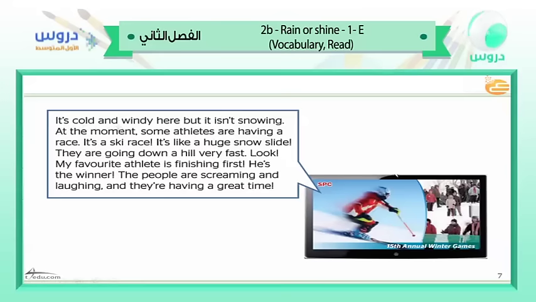It's cold and windy here, but it isn't snowing. At the moment, some athletes are having a race. It's a ski race. It's like a huge snow slide. They are going down a hill very fast. Look, my favorite athlete is finishing first. He's the winner! The people are screaming and laughing, and they are having a great time.